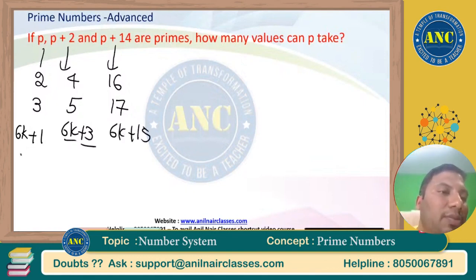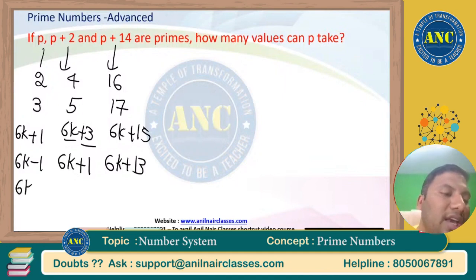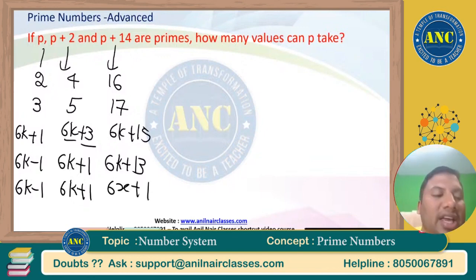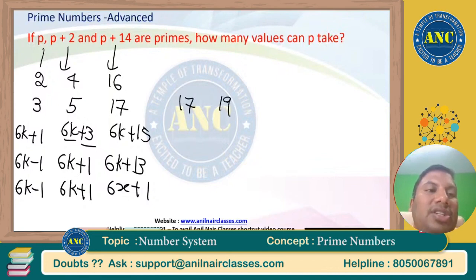Divisible by 3, divisible by 3. So these are 6k minus 1, these 6k plus 1, these 6k plus 13. Taking 6x plus 1, where x is k plus 2. If I take 17, 17 plus 2 is 19, and 17 plus 14 is 31.